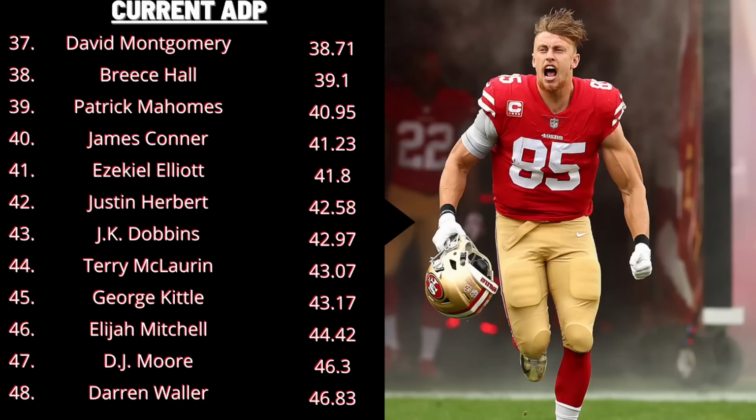Ezekiel Elliott, number 41, a guy, again, a top draft pick over the last few years. All of a sudden, he finds himself all the way down here in the 4th round. Just imagine getting Ezekiel Elliott as your running back 3. Holy cow, you are setting yourself up for some success.